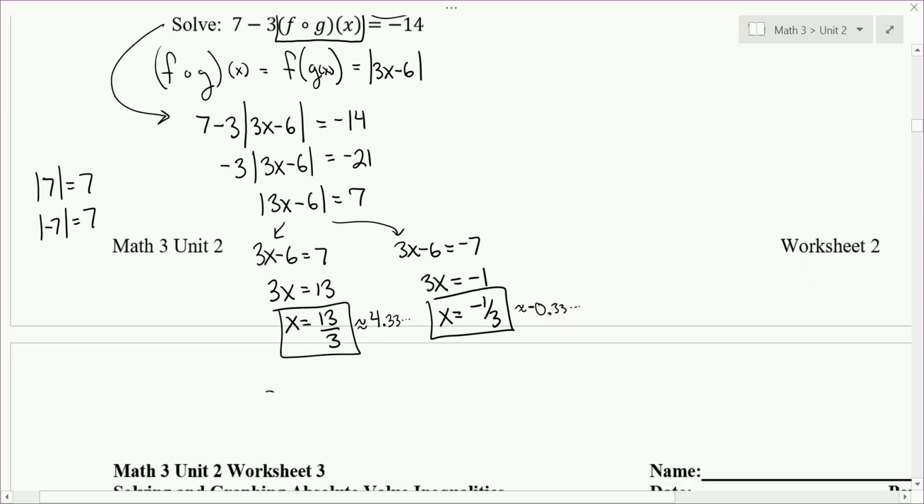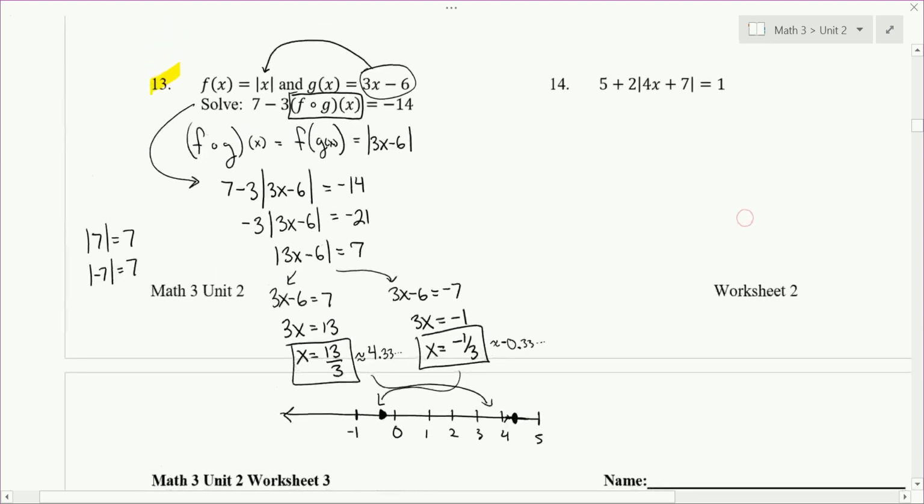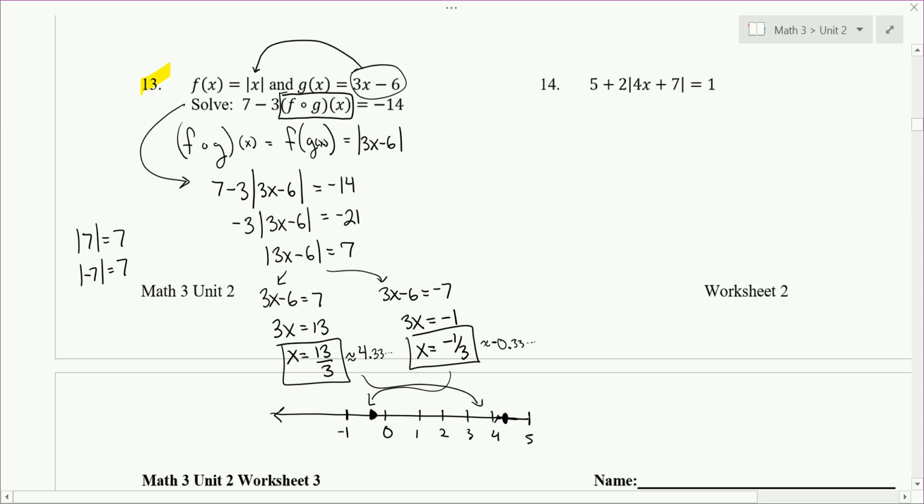So if we put that on a number line, one's going to be between 4 and 5, and the other one's going to be between 0 and negative 1. So there's your negative 1/3, about right there. And your 4 1/3 is about right there. And that's all I'm going to do on this worksheet.